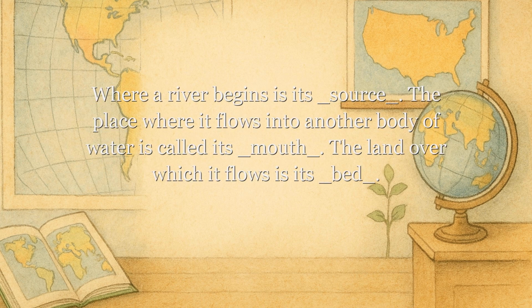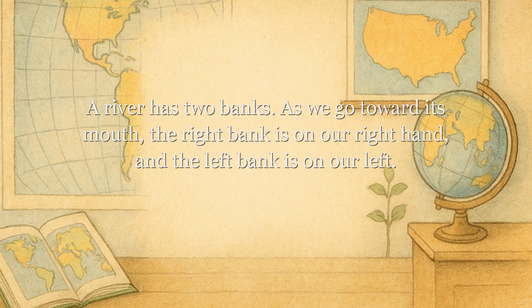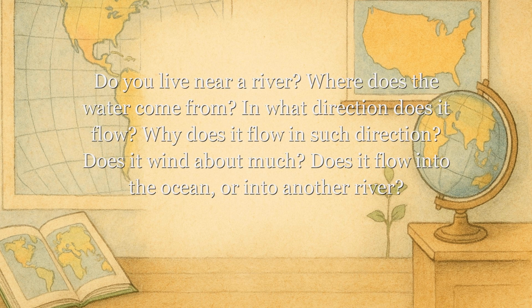Where a river begins is its source. The place where it flows into another body of water is called its mouth. The land over which it flows is its basin. A river has two banks. As we go toward its mouth, the right bank is on our right hand and the left bank is on our left. Do you live near a river?